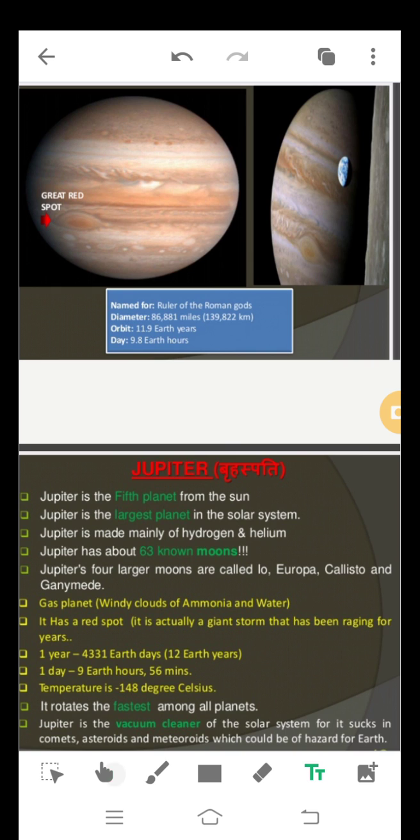As you can see here, Jupiter has a great red spot. It is actually a giant storm that has been raging for years. This planet rotates the fastest among all planets, and Jupiter is called the vacuum cleaner of the solar system because it sucks in comets, asteroids, and meteorites which could be a hazard for Earth.